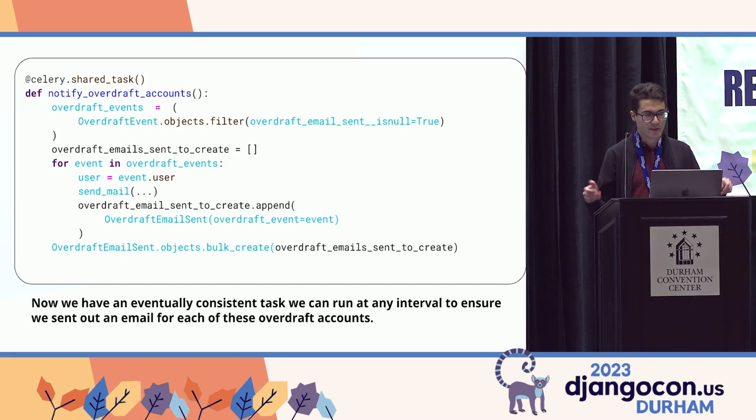And now what we can do is just have a Celery task that filters on these events that don't have this one-to-one object existing. And then we can send out those emails and then create the object, right? And so what we have here now is almost like an eventually consistent type of task that, if there are no emails to send out, is just going to be a no op. But if there are, you're always going to ensure that you have those all sent out.